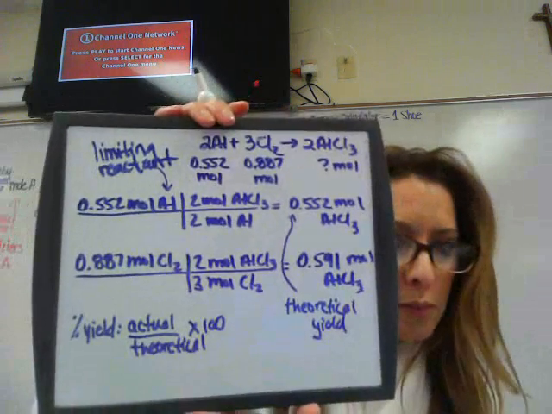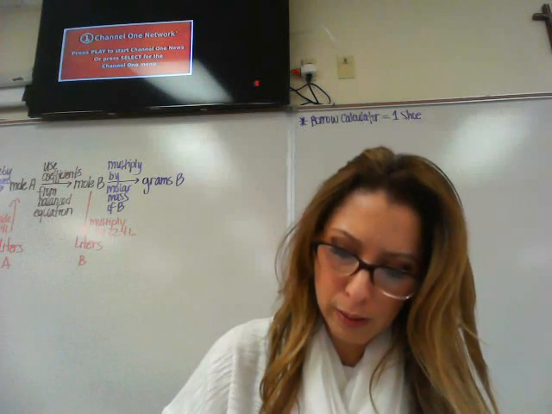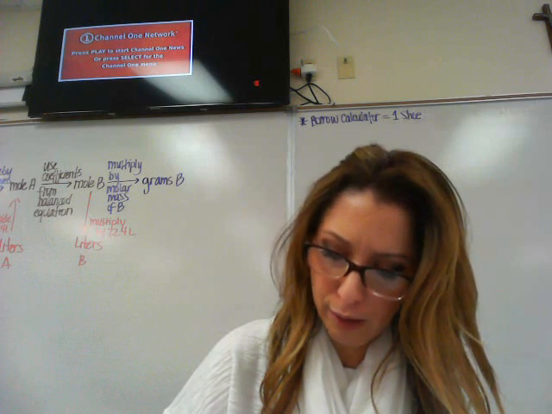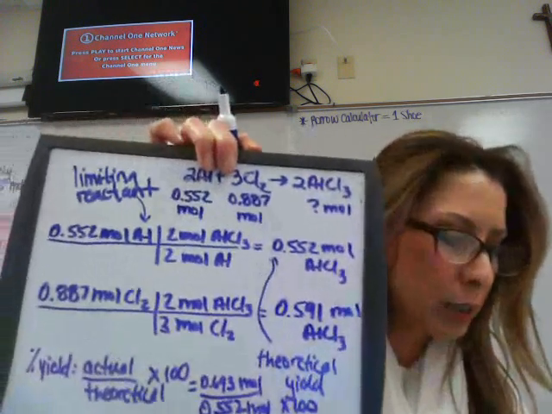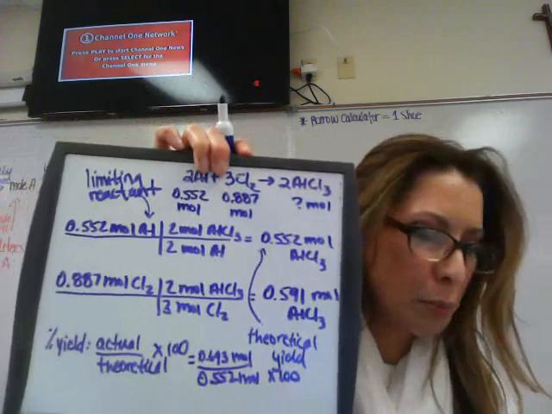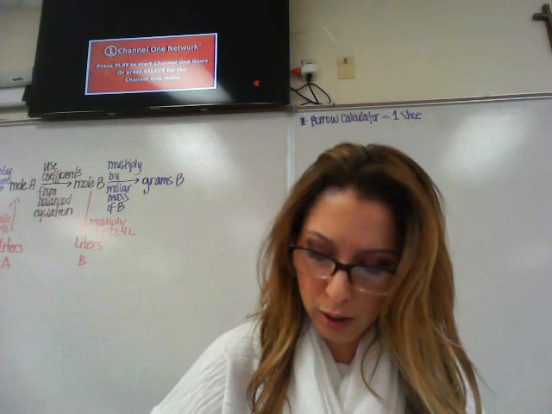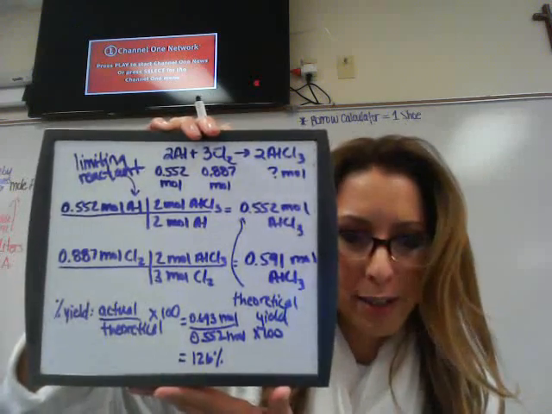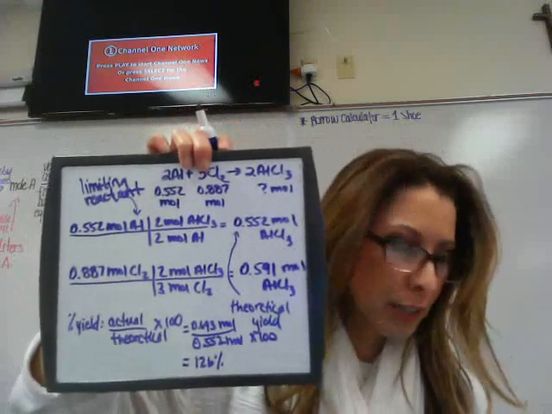Okay? The actual yield they gave us is 0.693 moles. So I'm going to put that up on top. And then the theoretical yield is my 0.552 moles. Okay, so we're going to take 0.693 divided by 0.552, and then we're going to multiply it by 100. We miraculously get 126%. Okay, now either you're a rock star in the lab or it's totally contaminated. I tend to think it's totally contaminated. Okay? Okay, so that's how you do limiting reactant problems and percent yield.